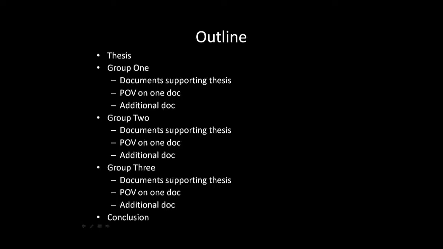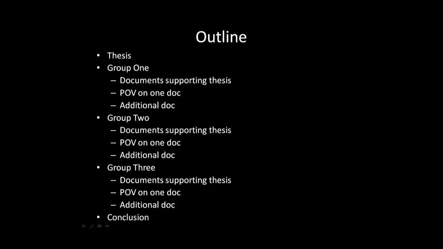Who, in a broad perspective, wrote it. What type of document is it? Is it a letter, a diary, whatever? And then why? Why do you need it? What does it bring to the table that isn't already represented in that group? So group 2 is just paragraph 2. Repeat the process with a topic sentence, and then your supporting documents that support the thesis, and then your point of view on one of those documents, and then an additional document not represented within that group.